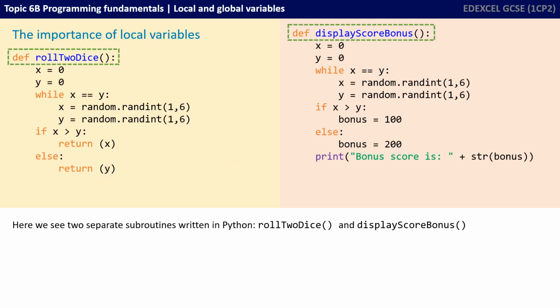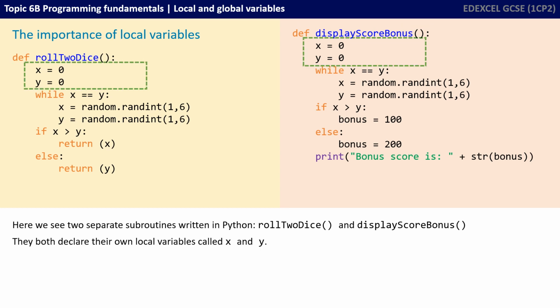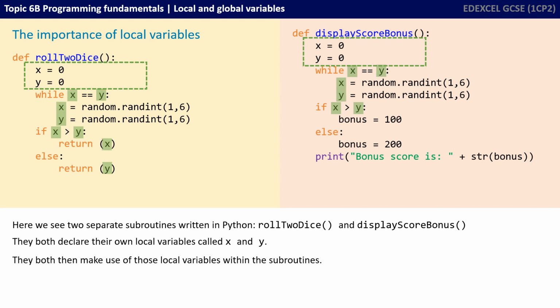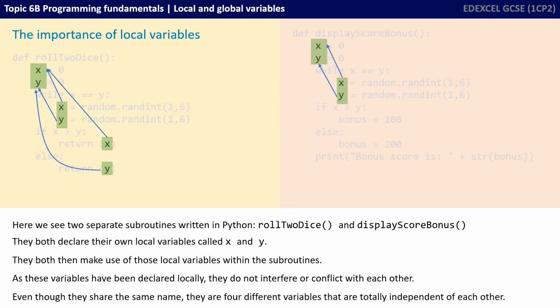So here on the screen now, we see two separate subroutines written in Python, roll 2 dice and display score bonus. They both declare their own local variables called x and y. They both then make use of those local variables within the appropriate subroutine. As these variables have been declared locally, they do not interfere or conflict with each other. Even though they share the same name, they are four different variables that are totally independent of each other.